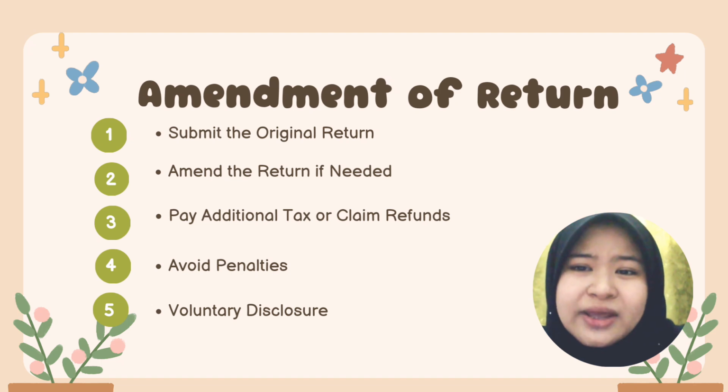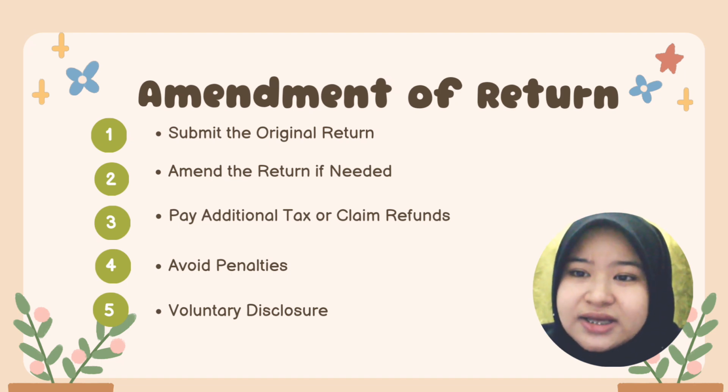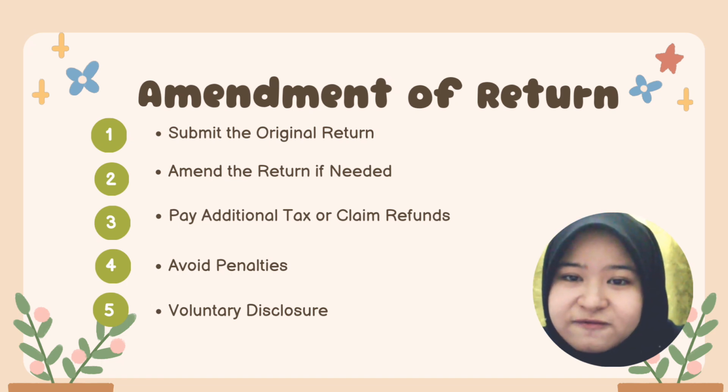And step 3, pay additional tax or claim refunds. If the amendment shows more tax due, pay the extra amount, including any penalties. If the company overpaid, they can claim a refund from the IRBM.